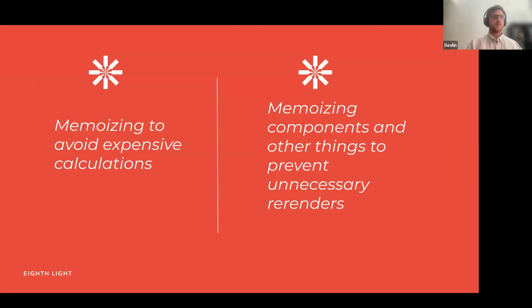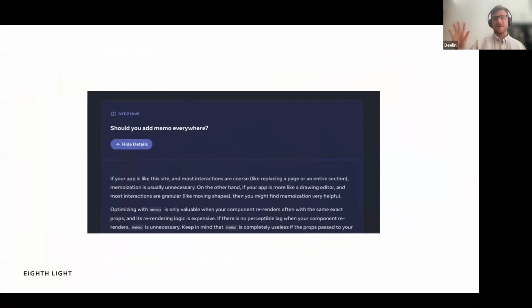There's a word of caution that I've taken directly from the React docs. If there is no perceptible lag when your component re-renders, memo or useMemo are unnecessary. Oh, and if you haven't checked them out yet, React released a whole flashy new set of documentation fairly recently, and it looks great and is very readable, as you can see here. They have a whole section on memo and useMemo, which you can check out whenever you want. For example, they have questions like this: should you add memo everywhere? And the TLDR of what they say throughout that is basically no, you shouldn't.